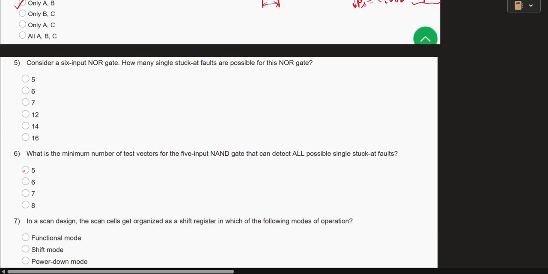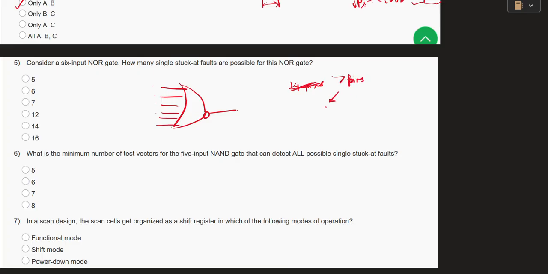Okay, going to the fifth question. Consider a 6-input NOR gate. How many single stuck-at faults are possible for this NOR gate? Fine. NOR gate, 6 inputs: 1, 2, 3, 4, 5, 6. Okay, this is like this. So how many pins are associated with this NOR gate? These are 1, 2, 3, 4, 5, 6, 6 for the input and 1 for the output. Sorry, there are a total of 7 pins, in which 6 are input pins and 1 is the output pin.